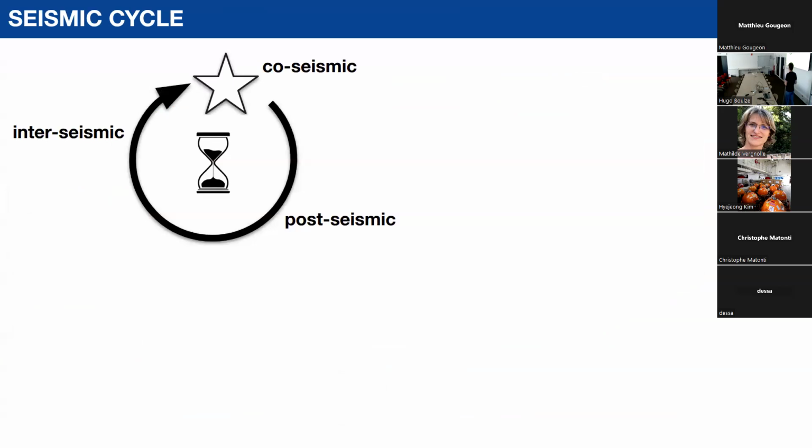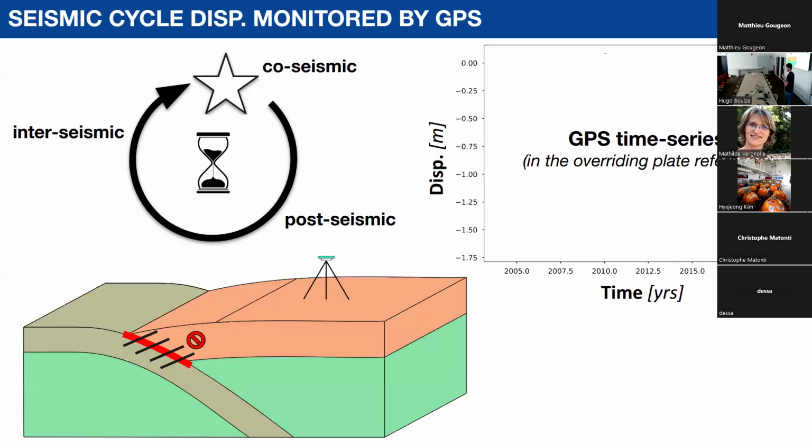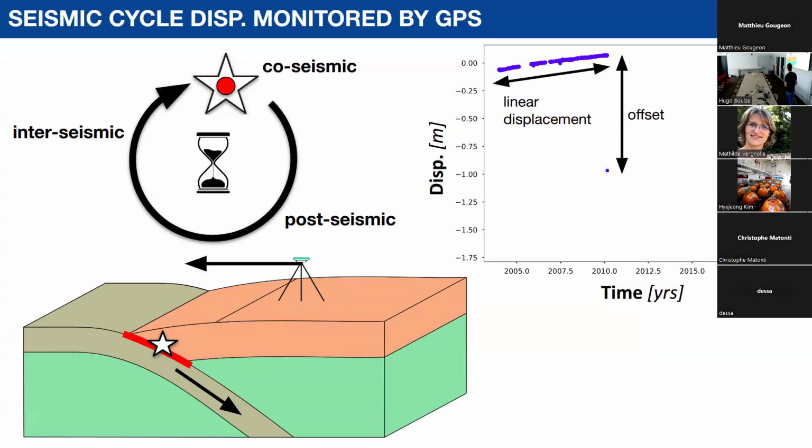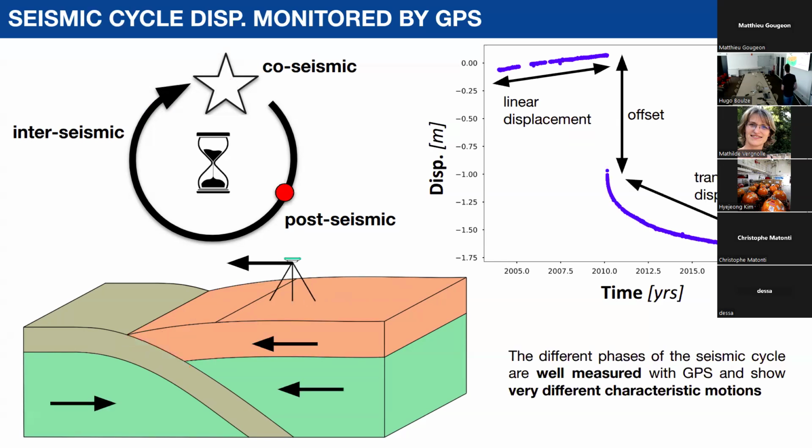The seismic cycle is the repeating of co-seismic, post-seismic, and inter-seismic phases through time. We can measure these different parts of the seismic cycle using, for example, GPS. Here we have our GPS station on the continental lithosphere, and here the GPS time series expressed in the overriding plate reference. The inter-seismic period is characterized by a linear displacement, the co-seismic by an offset, and then the post-seismic deformation by a transient displacement.